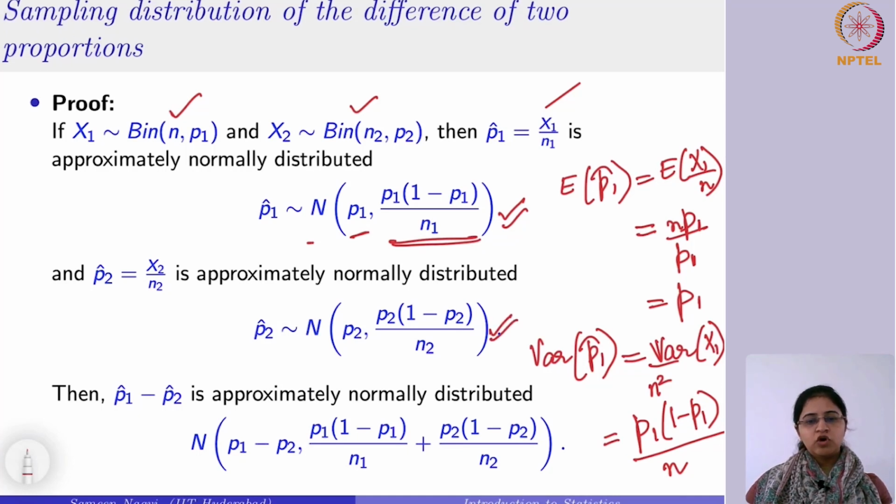When two variables are normally distributed and you take a linear combination of them, they will also be approximately normally distributed, with mean, if you recall from the first one, mu1 minus mu2, and variance sigma 1 square by n1 plus sigma 2 square by n2.